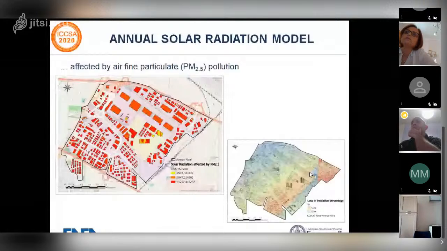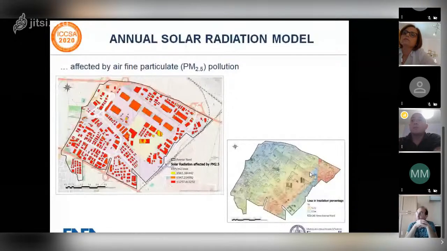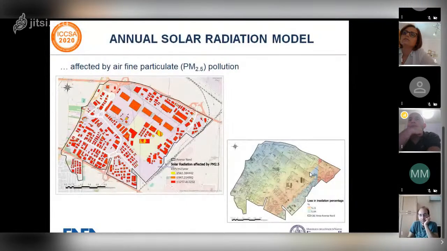And once obtained the solar radiation map, the insolation reduction due to the fine particulate in the air has been evaluated using the derived equation. And the map on the left shows the solar radiation affected by PM 2.5. Instead, the map on the right shows the spatially distributed solar insolation reduction on the study area. And we can note that it is about 5%.